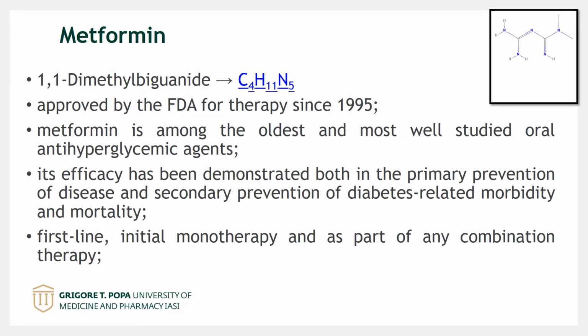Metformin is among the oldest and most well-studied oral antihyperglycemic agents. Its efficacy has been demonstrated both in the primary prevention of disease and secondary prevention of diabetes-related morbidity and mortality. Because of metformin's proven efficacy, low cost, and minimal side effect profile, it is largely recommended as the first-line, initial monotherapy, and as part of any combination therapy, including with insulin, for the treatment and prevention of type 2 diabetes.